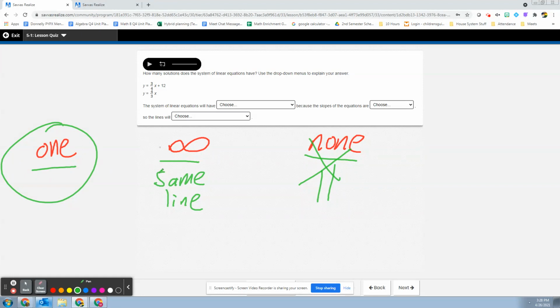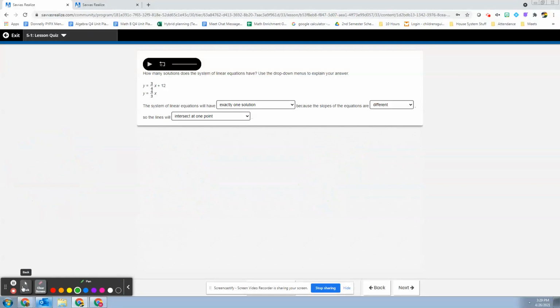And since our slope is not the same, they're not the same line. That means they have to have one solution. So exactly one solution because the slopes of the equations are different, so the lines will intersect at one point. And again, they can not intersect at all, intersect at one point, or both be the same line. And we can clear this.